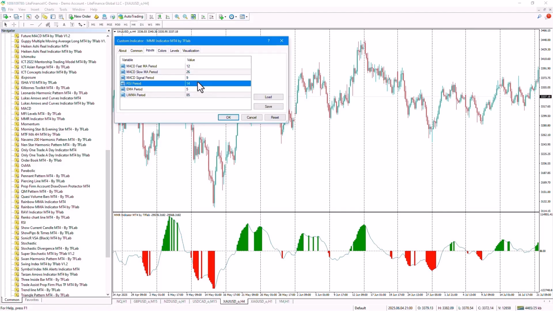In the next section, we can set the calculation period for the RSI, the calculation period for the exponential moving average, and finally, the calculation period for the linear weighted moving average can be changed in this section and set to your desired values.